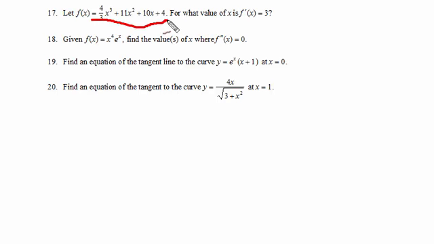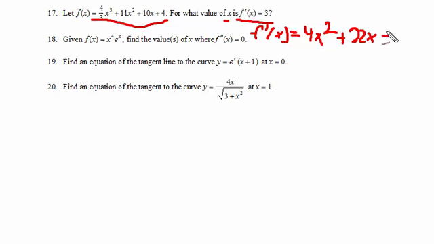Okay, so for this function here, we're supposed to find for what values of x is f prime of the function equal to 3. So the first thing we need to do is find the f prime of this. The f prime of x equals, of course, by the power rule, 3 times 4/3 is 4x, and then the square goes up there, right? Plus 2 comes down, that's 22x, plus 10.